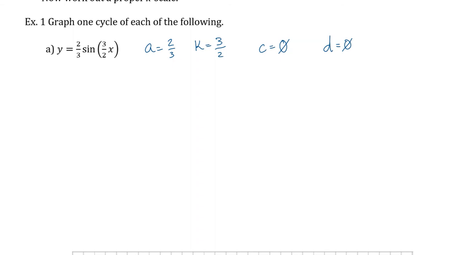Okay, good. So question 1, zero line. Zero line comes from the D value, right? So we write it as an equation because it is a line, so y equals 0. And that one's done. Question 2, amplitude.